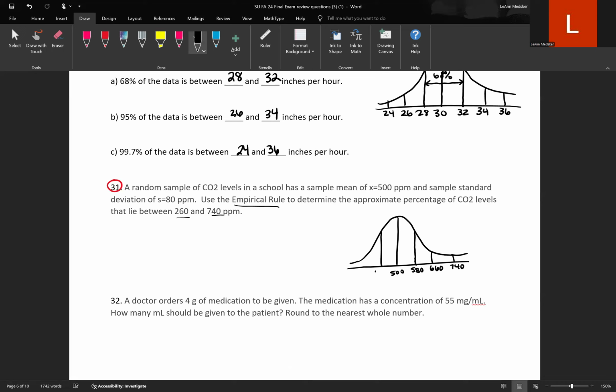If we subtract 80, that would be 420. And then 440, I believe, or no, 340. Let me double check myself with a calculator. So 420 minus 80, yeah, that is 340. And then minus 80 again is 260. So that's the 3 standard deviations below. Now they wanted us to go from 260 to 740.